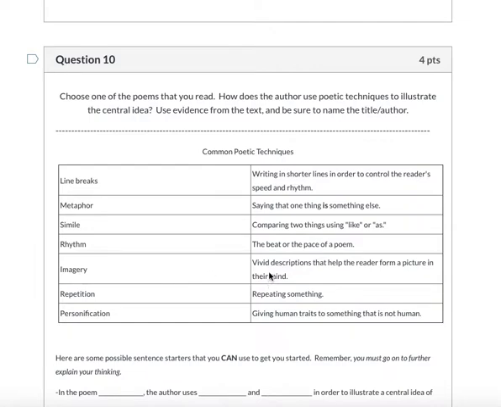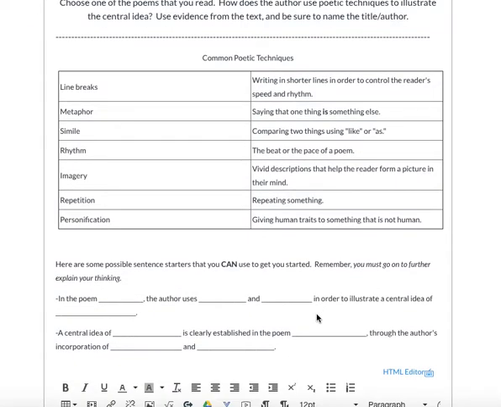Imagery: vivid descriptions that help the reader form a picture in their mind. Repetition: repeating something. Personification: giving human traits to something that is not human.